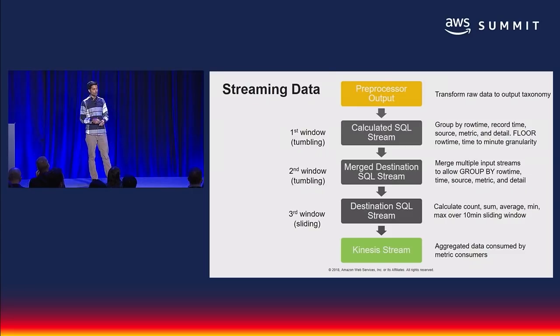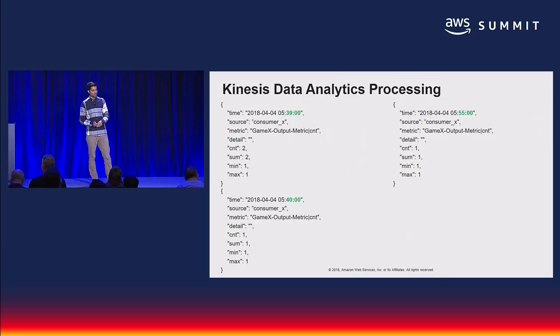And then the third window, where we use a sliding window, is where we calculate the count, the sum, the average, the min, the max over a 10-minute sliding window. So why do we go with 10 minutes? Because we know that in our case, our data usually, in the worst case scenario, takes 10 minutes to get through the pipeline. So we wanted to amend that late arriving data by giving enough time. But usually, on average, it takes about 3 minutes, so 10 minutes is more than enough in our case. And then finally, the aggregated values are written out to another Kinesis stream, which the consumers consume by using a Lambda.